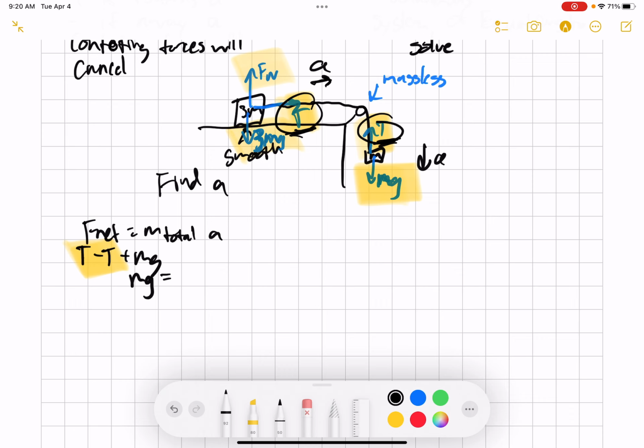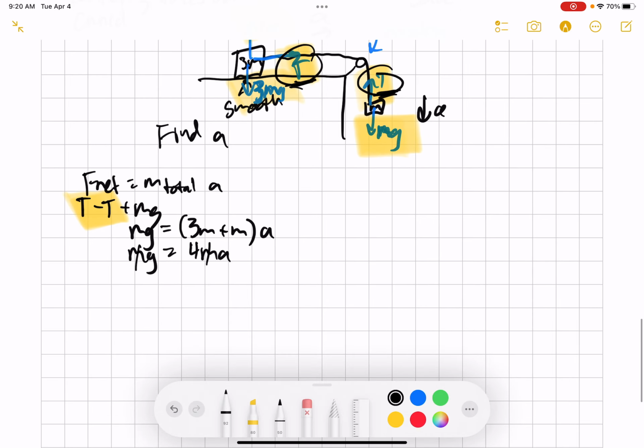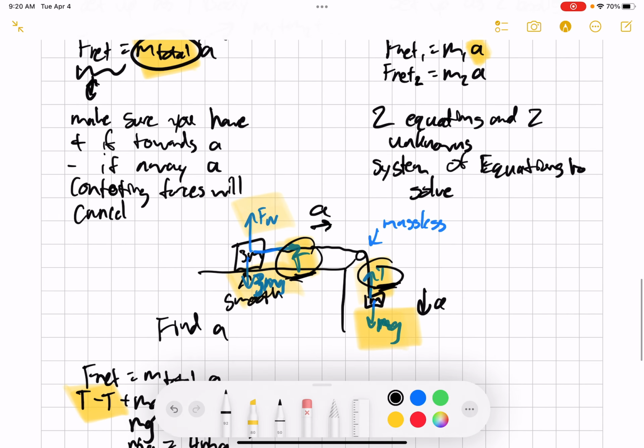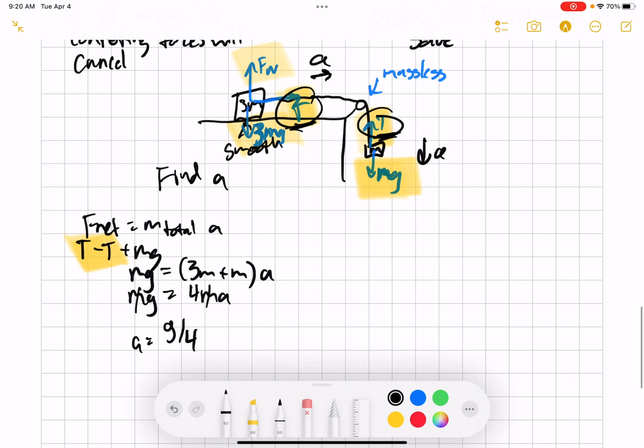I have mg equals m total, and my m total would be 3m plus m, a. I have mg equals 4ma. The m's cancel, and I am left with a equals g divided by 4. So that's how you would do it as a one-body question. Remember, keeping track of the direction of your acceleration is definitely important here.